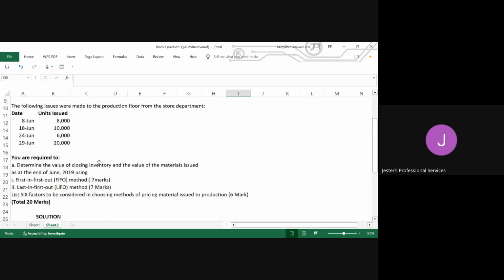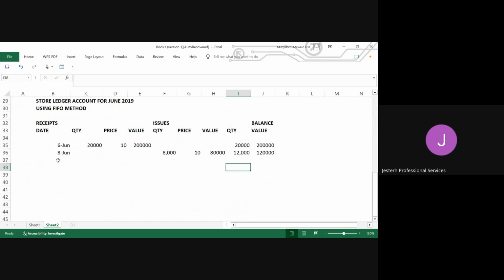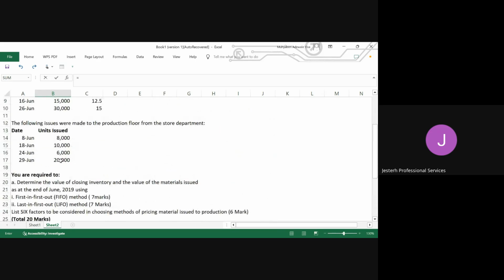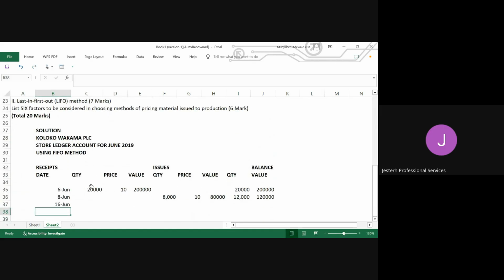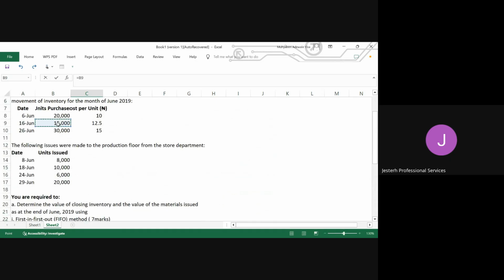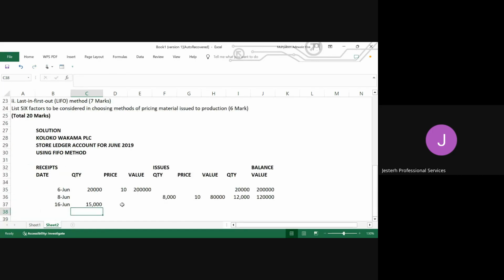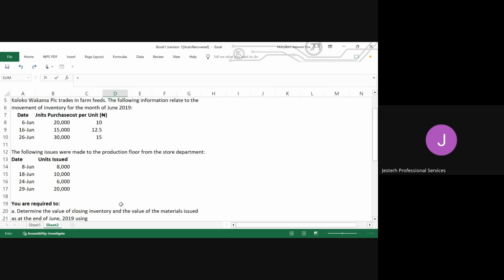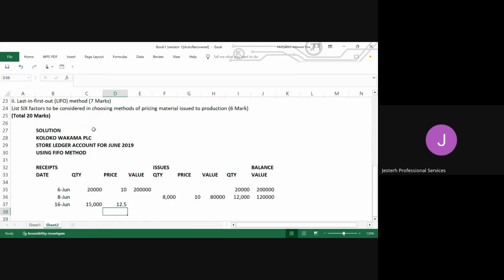Now you will come to your solution table, on dates, just on the 16th. How much did they purchase? What is the quantity of what they purchased? 15,000 units. But at what rate did they purchase each of these products? At 12 naira 5 kobo.